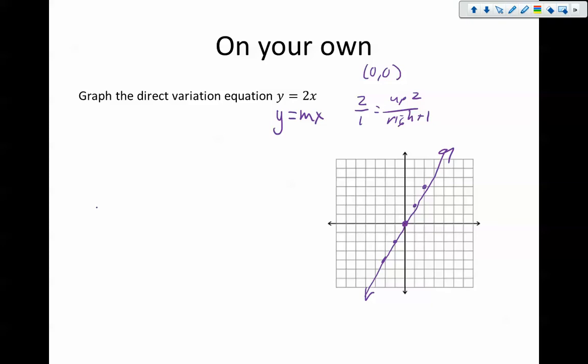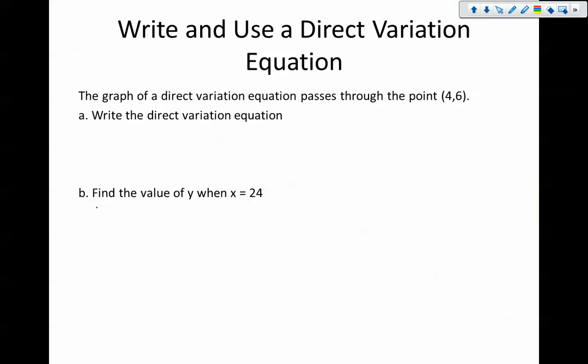Key fact, direct variation goes through 0, 0. Other than that, it's the same graphing as before. If you got questions, make sure you hit up your teacher. Leave a comment here. Otherwise, let's go to the next and final set of examples.